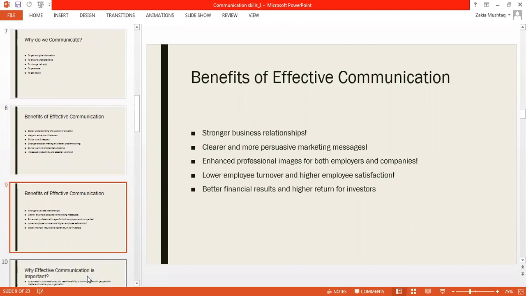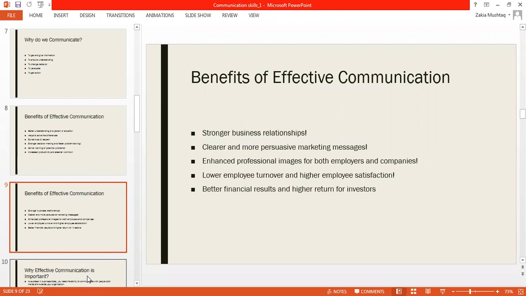Effective communication not only makes your business relationship stronger, but I believe that it makes every single relationship stronger. If you are a good communicator, if you communicate things in a better way, you are going to have a long lasting relationship. It creates clearer and more persuasive marketing messages, definitely. In a business scenario, the purpose is to convince your clients to get your services or products. So if you're a good communicator, and if you have set the purpose to persuade your client, you are definitely going to get that purpose fulfilled.